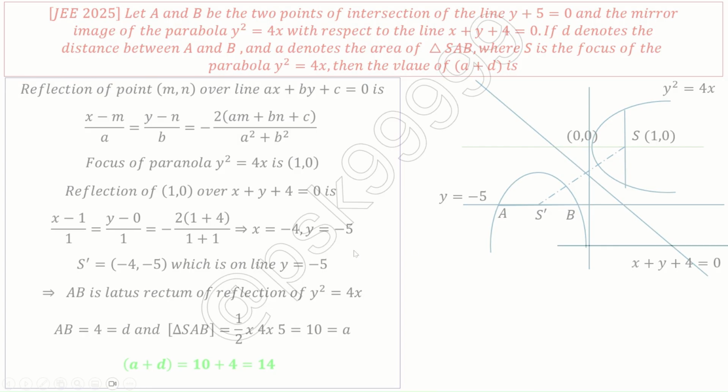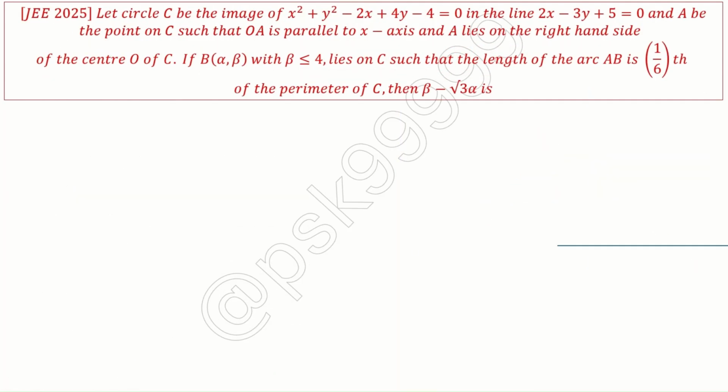Okay. Next. The first one is: let circle C be the image of x² + y² - 2x + 4y - 4 = 0 in the line 2x - 3y + 5 = 0, and A be the point on circle C such that OA is parallel to the x-axis and A lies on the right hand side of the center O of the circle. O is the center of the circle here.